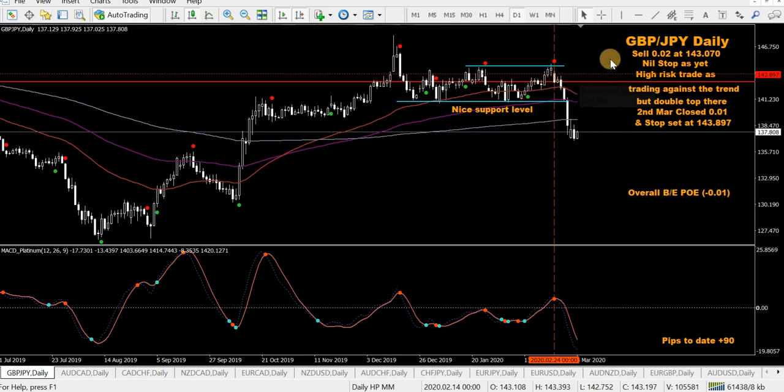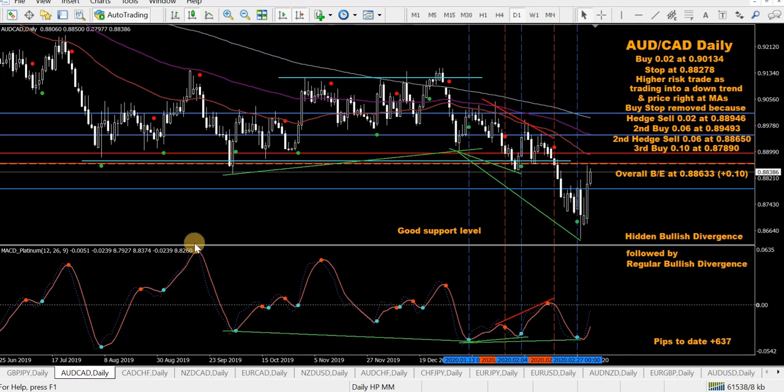Now I've taken a sell. This is the pound yen. I took a sell here. It's gone down nicely. The MACD went through the zero level, which is one of my rules. So I've closed half that trade out on the 2nd of March, and a stop's now set at 143.897. So I can't lose on this trade. Now waiting on a new green blue dot on the MACD Platinum below the zero level, and I'll bring this stop down, then look for buys. So that's where we're at the moment on the pound.